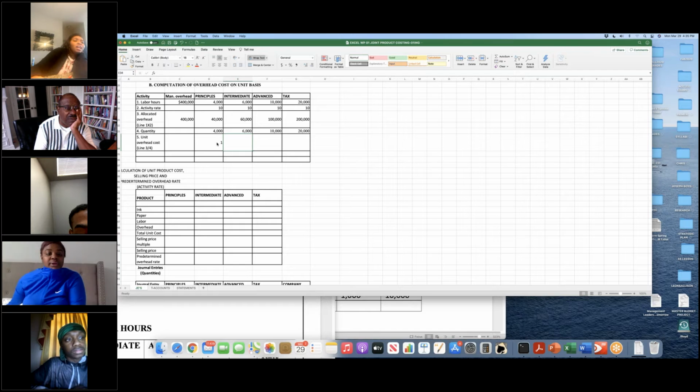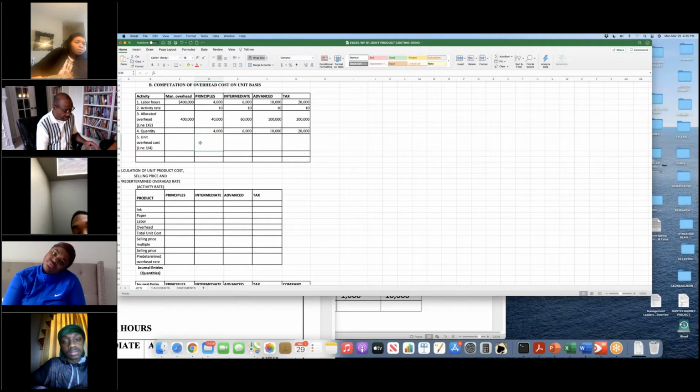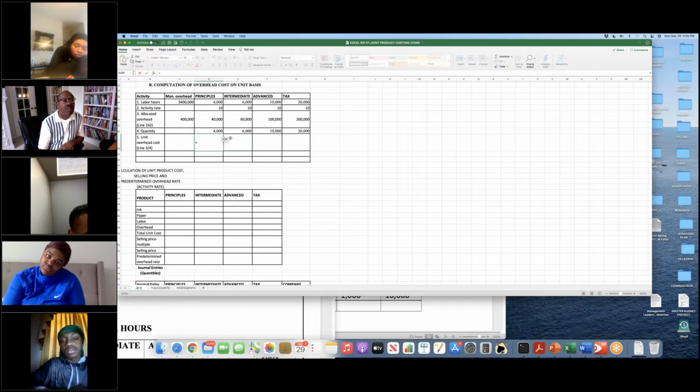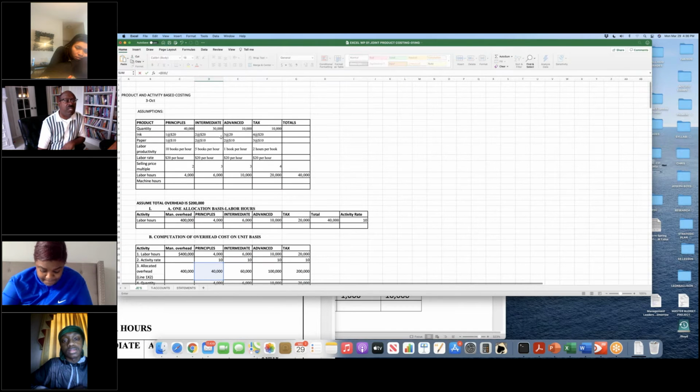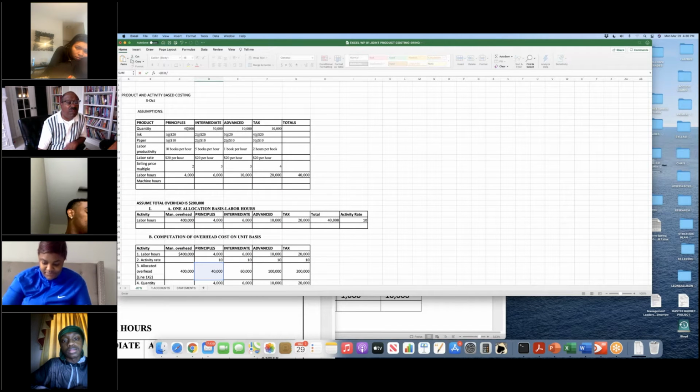Well, who has principles in Excel? I did, but I didn't know how to work it out. We'll try to get equal. Wait a minute. Equal, parentheses. So the allocator overhead is 40,000. So that should be here first. Then we're going to divide it by the quantity. So we go up here to the top, our quantity, which is 40,000.